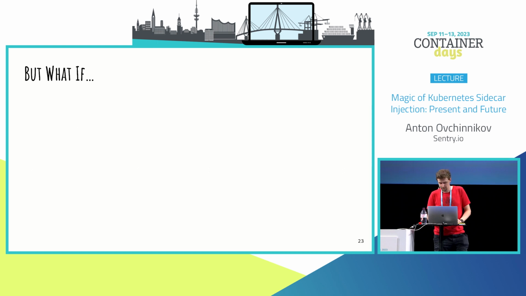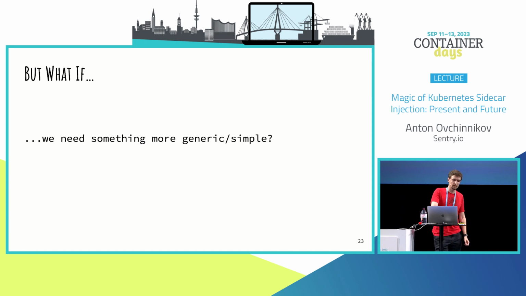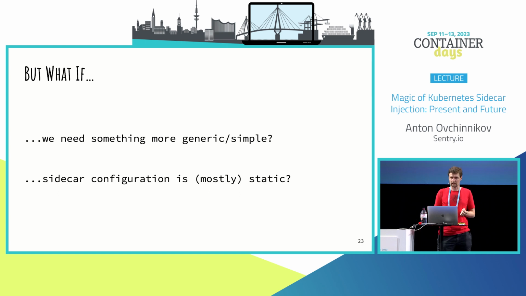But let's say that we still need something simpler, right? Like we don't want to write any Go, Python, or anything else. Maybe a bit of YAML. That would be fine. And let's say, what if the sidecar configuration that you're injecting is actually not that dynamic, right? Maybe it's just like a fixed image, a fixed command that you want to inject.